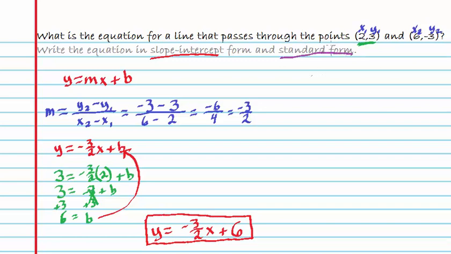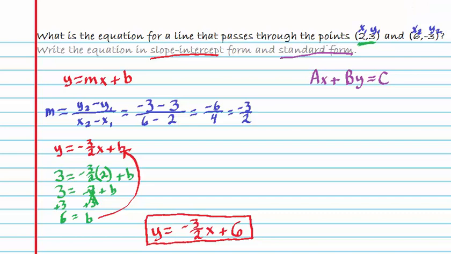So if you remember, standard form is ax plus by equals c. And each one of these capital letters represent an integer. And remember, a has to be a positive integer. So let's rewrite my slope-intercept form in standard form.